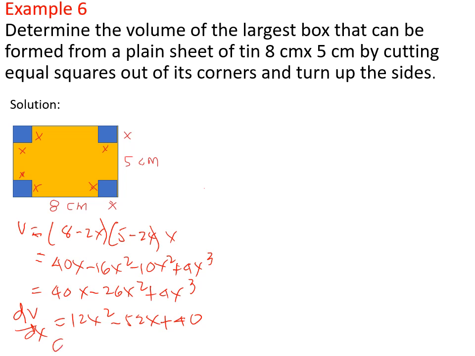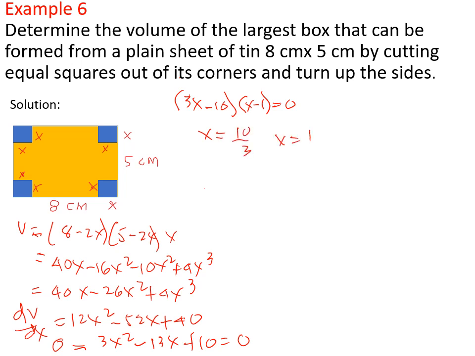Make this 0, equals 3x squared minus 13x plus 10 equals 0. Factor that one: 3x minus 10, then you have x minus 1 equals 0. So x equals 10 over 3, x equals 1. For maximum and minimum, V double prime equals 6x minus 13, or equals 6 at 1 minus 13, that one is minus 7, so maximum.